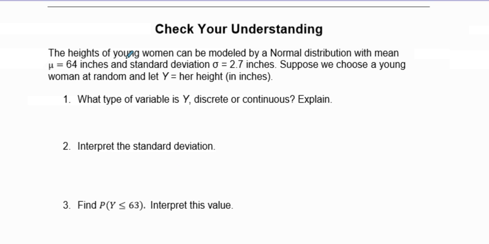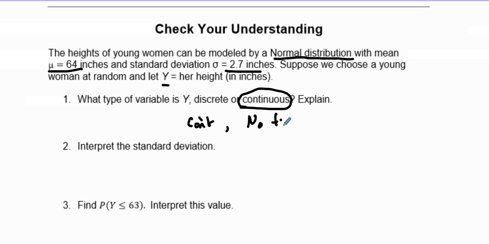We have the height of a young woman can be modeled by a normal distribution with a mean of 64 inches and a standard deviation of 2.7 inches. Suppose we choose a woman at random, let y be her height in inches. What type of variable is y, discrete? Well, since we're talking about height, height is continuous, because there are no fixed values for height. And that's what we know.